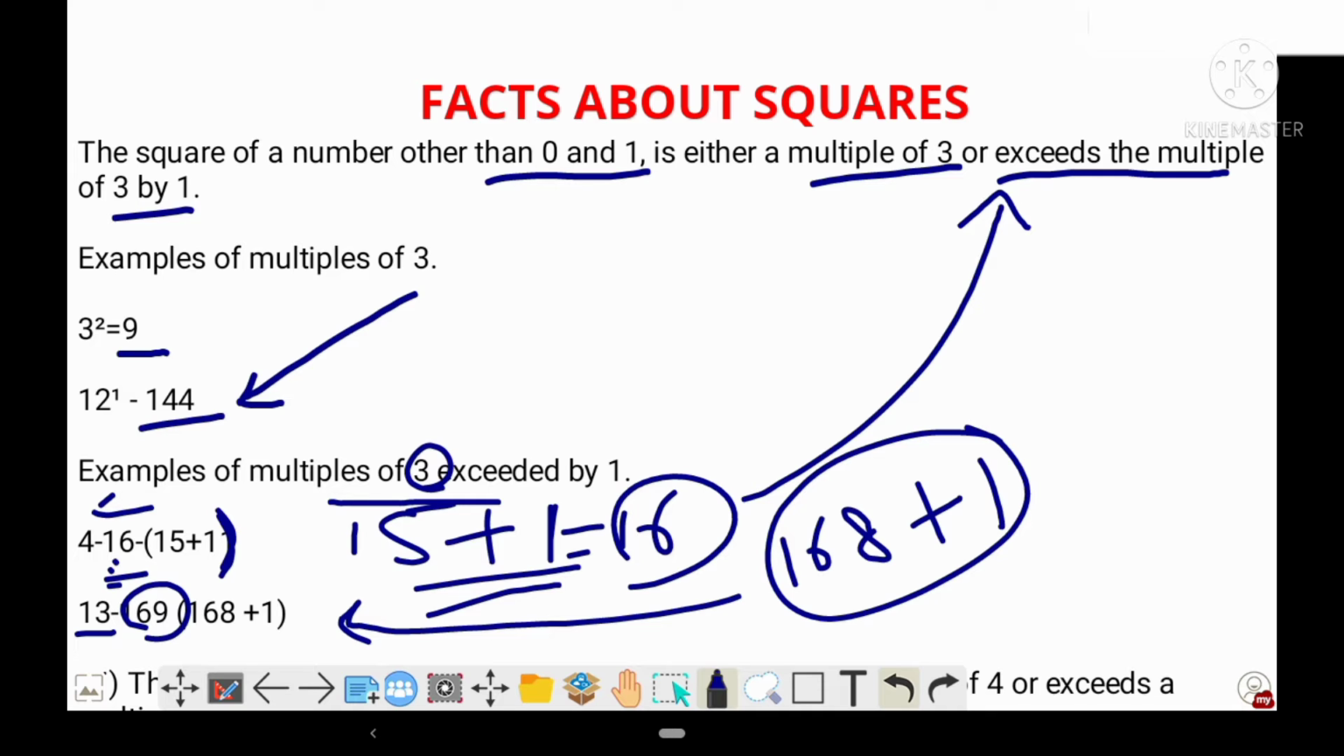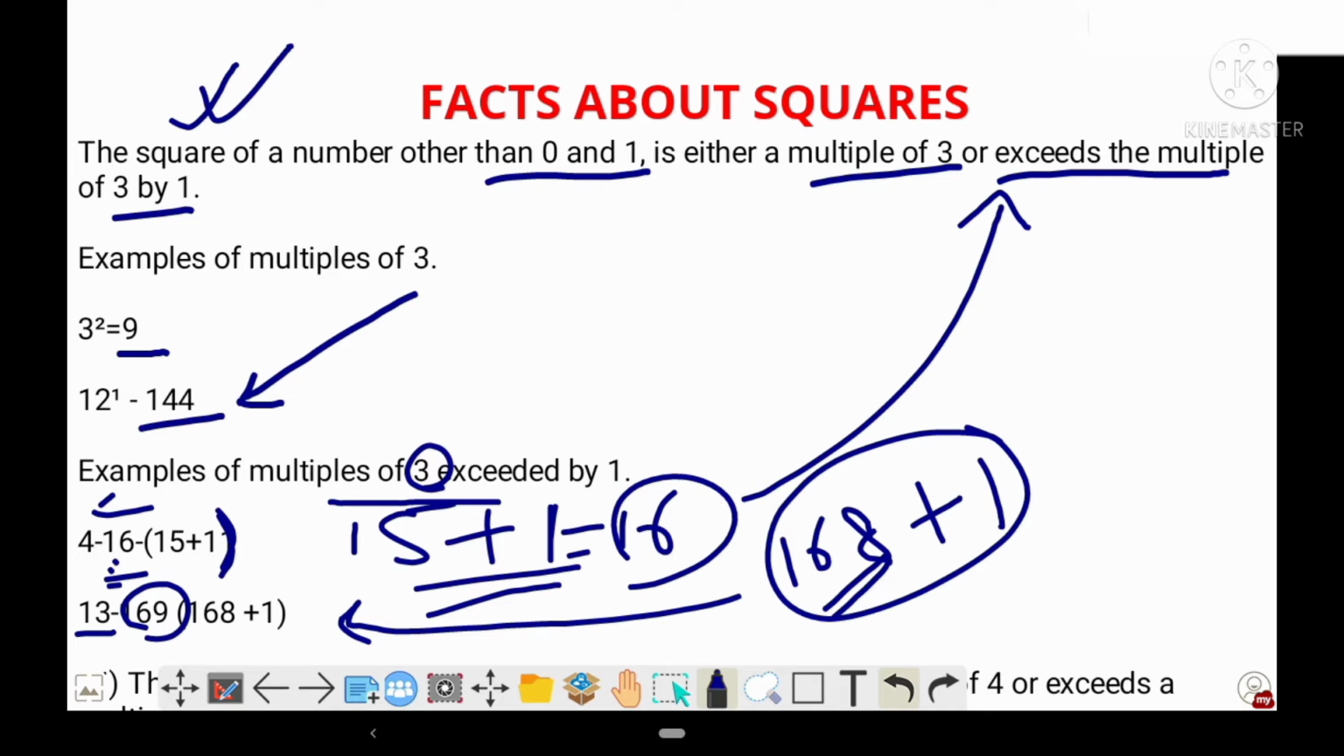And in the second example, 13 square, it is exceeded by 1: 168 plus 1 is 169, and 168 is what? It is a multiple of 3. So I think this fact is clear to everyone who is watching. Now the next fact is about 4, the multiple of 4.